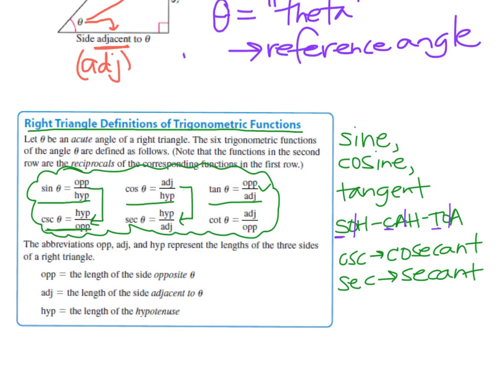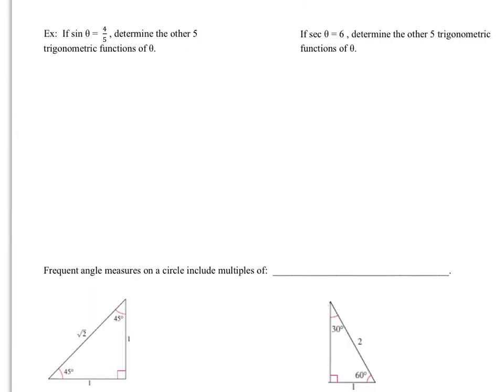How many of you think you can tell me what COT stands for? It's cotangent. And cotangent, as you can see by that fraction definition, is simply the reciprocal of tangent. So the abbreviations on the left are what you want to remember, but we say them like the words on the right: sine, cosine, tangent, cosecant, secant, and cotangent.